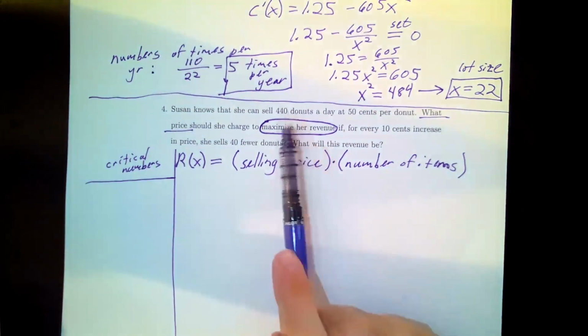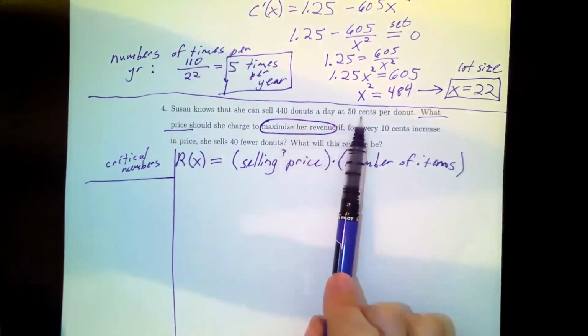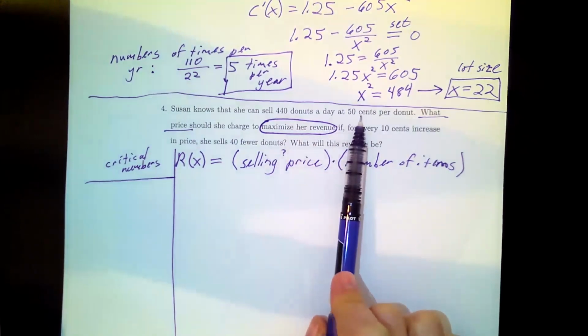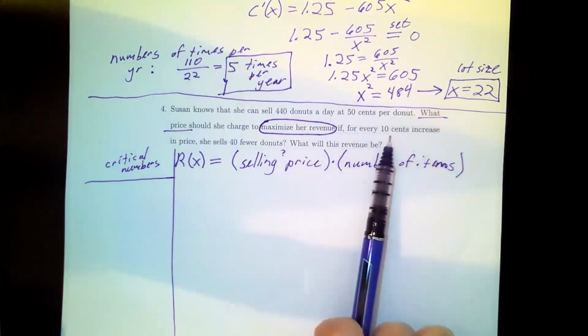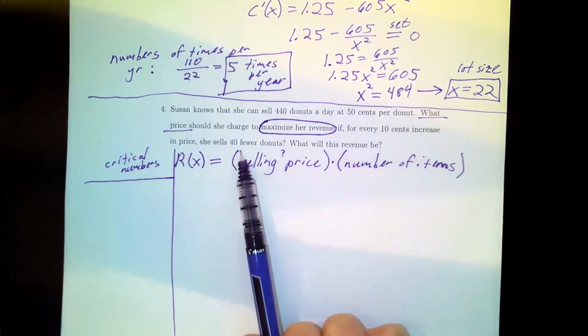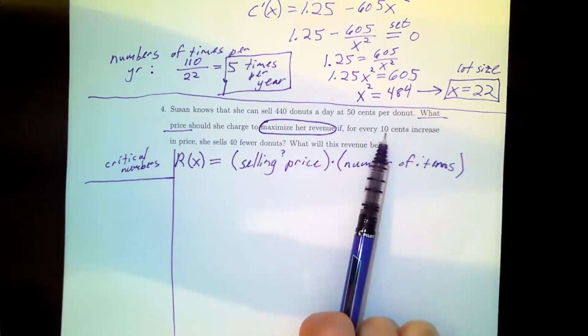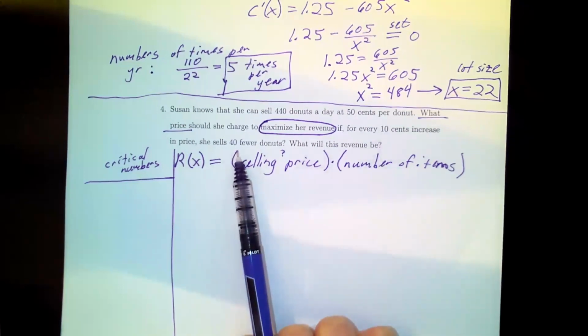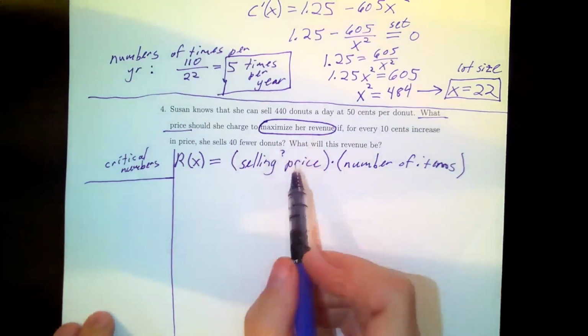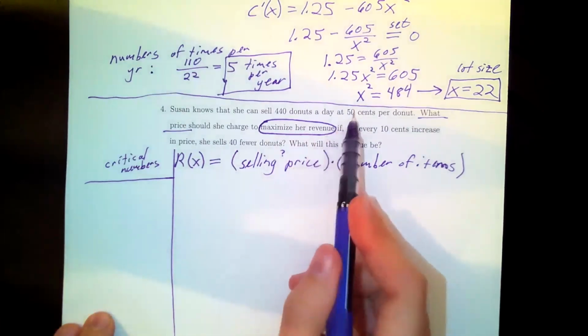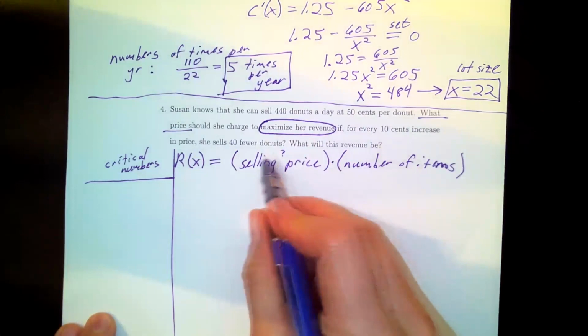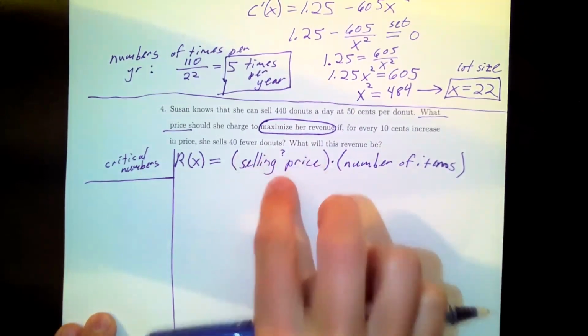So she's selling 440 donuts a day, and she's selling them for 50 cents per donut. But we are going to fluctuate the price. She's saying, well, maybe if I increase the price by 10 cents, and she figures she'll sell 40 fewer donuts, how much can we crank up the price to increase our revenue before we start losing money to customers not stopping by? What's that sweet spot there? So the selling price is being cranked up. It's not fixed. So let's create a formula for how this selling price is going to be changing.